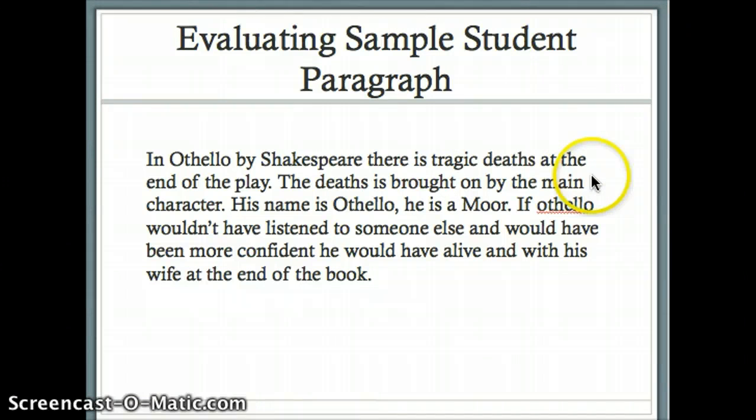So that would be this student's thesis, or as close to their thesis as this introduction gets. So they're answering the question, who is responsible for the deaths or the tragic ending of the play, and then their answer is the deaths are brought on by the main character, and then they introduce, his name is Othello, he is a Moor. So this information, his name is Othello, he is a Moor, the main character. This is sort of redundant.